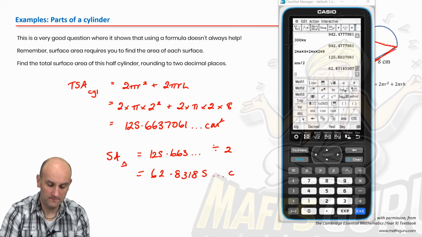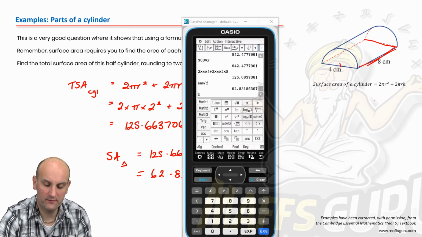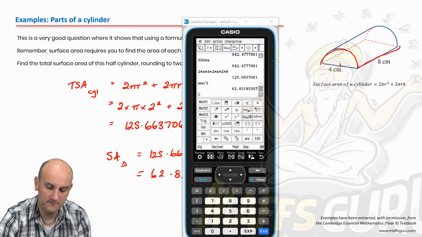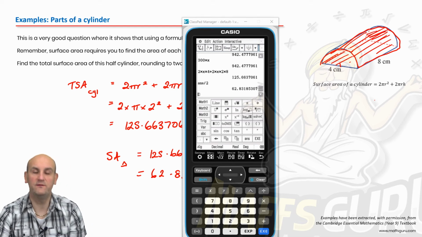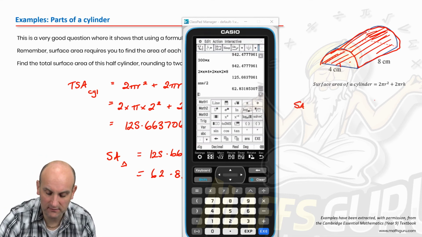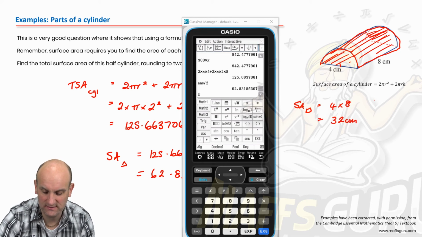Is still not finished. Because if you remember, all I've done now is found the surface area of this curved bit here. So that curved bit there, this end here, and that end there. We haven't found the surface area of the base. How am I going to find the surface area of the base? Well, the surface area of the rectangular bit is just 4 by 8, which is 32 centimeters squared.